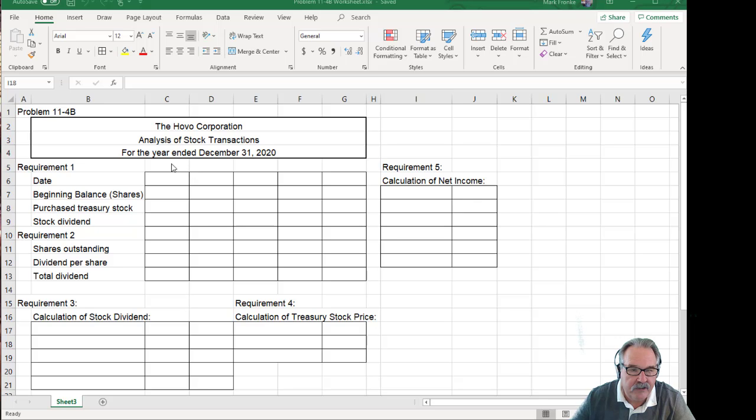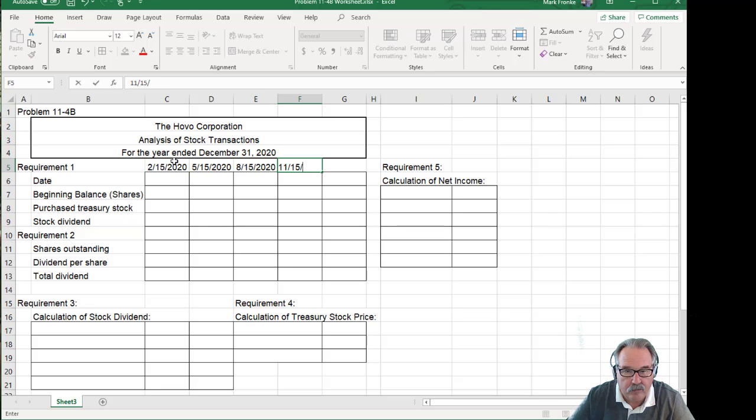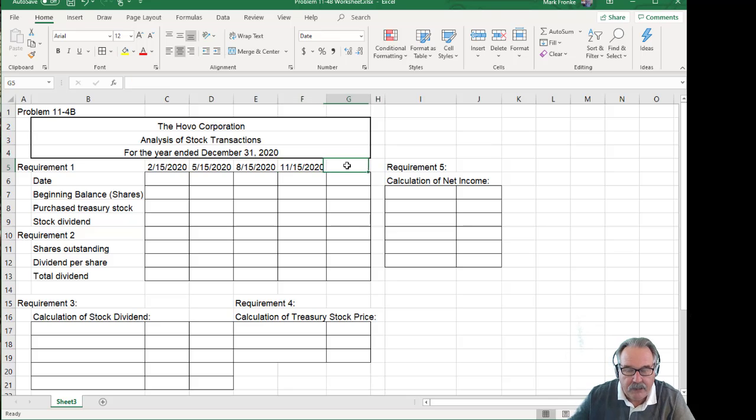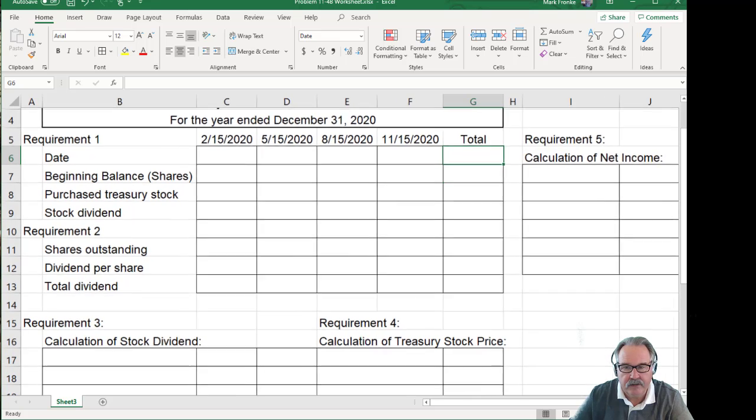And the dividend declaration dates are, and I'll put them up here, 2/15/2020, 5/15/2020, 8/15/2020, and 11/15/2020. So, in other words, they're going to pay a dividend every quarter. We'll just put a little total column out there. And let me make this bigger just so that you can see it easier.